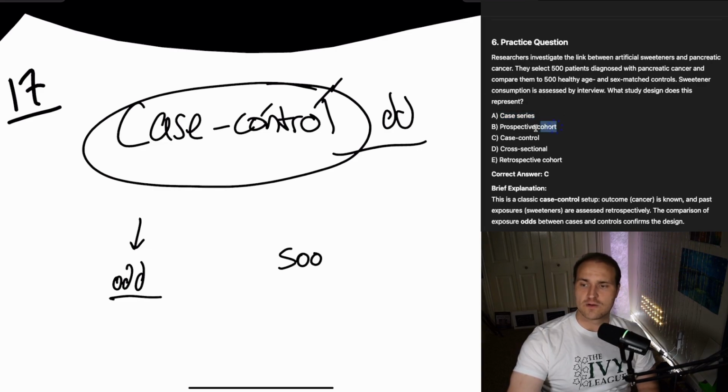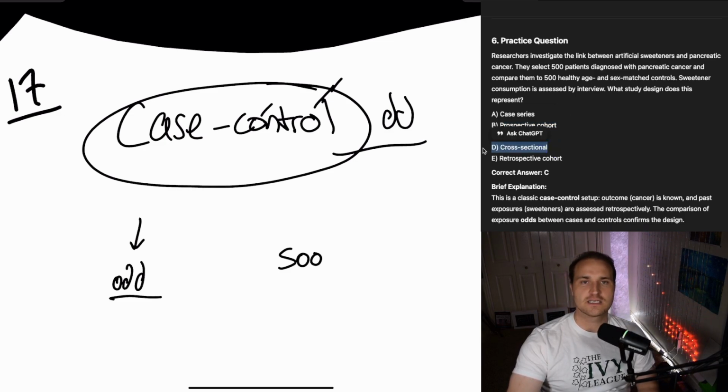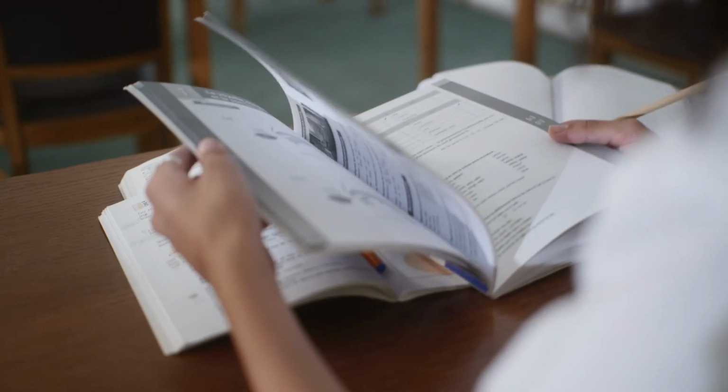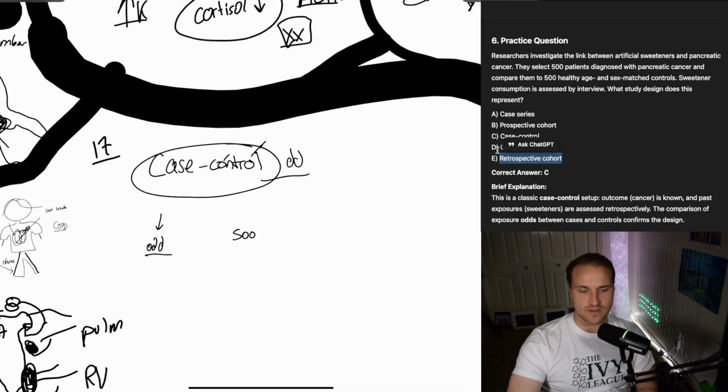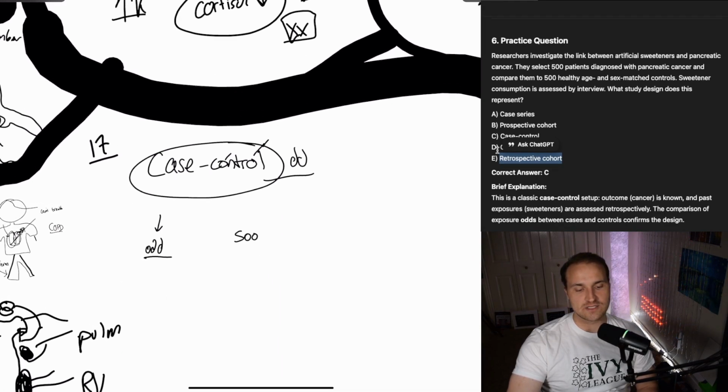The prospective cohort, that follows the exposed versus the unexposed. This study starts with the outcome, the odds. So it's not it. Cross-sectional, that's like a snapshot. This study looks back in time, not a single moment. So not cross-sectional. Retrospective cohort, that starts with the exposure and looks back at the outcome. So it's kind of like the opposite of a retrospective cohort. That's all there is to know about this one. Case control, O, odds ratio, start with the odd people.